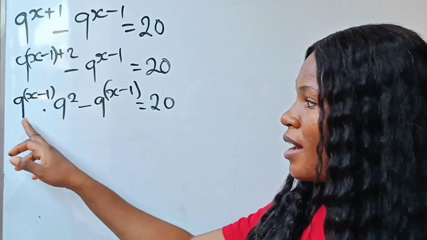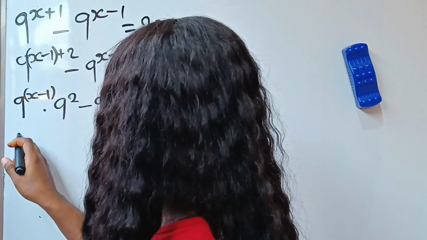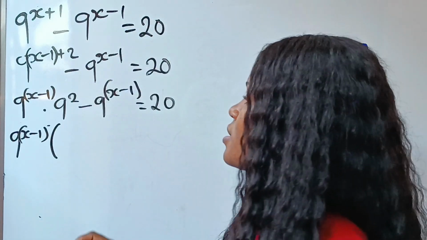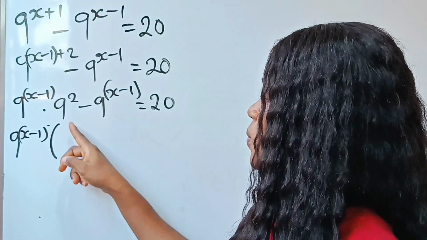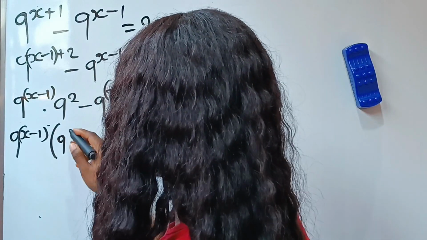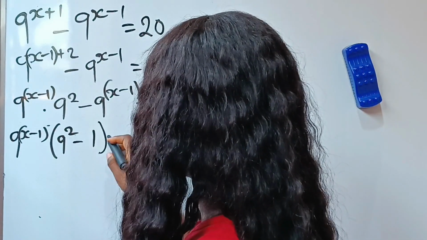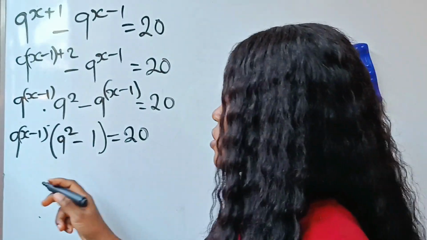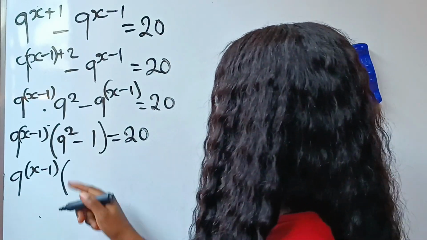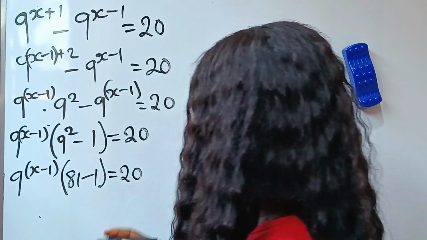Now that we have the same thing here and here, let's go ahead and factorize. So we can say 9 to the power of x minus 1, and we open our brackets. When the whole of this is divided by this, we have 9 squared remaining. So we have 9 squared minus, sorry, this is 2. Now, when this is divided by itself, we have 1. We have 1 is equal to 20. So we have 9 to the power of x minus 1 multiplied by 9 squared, which gives us 81, minus 1 is equal to 20.